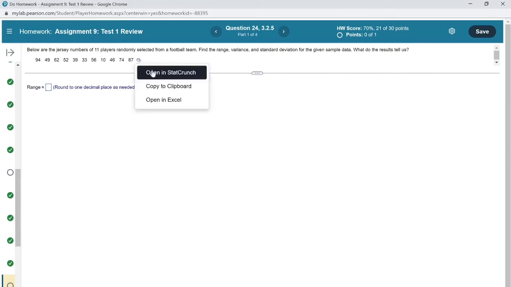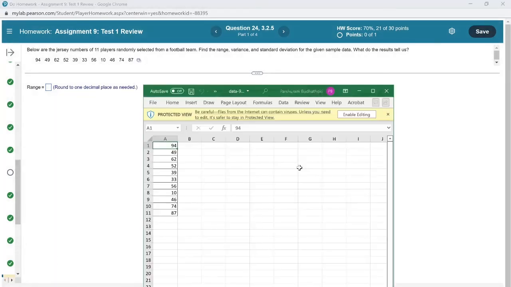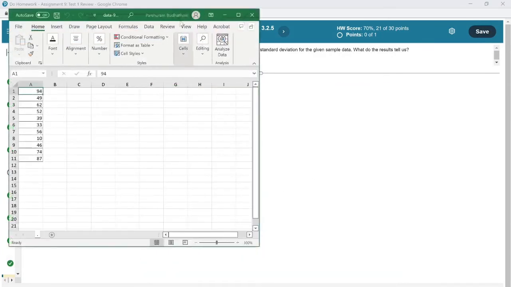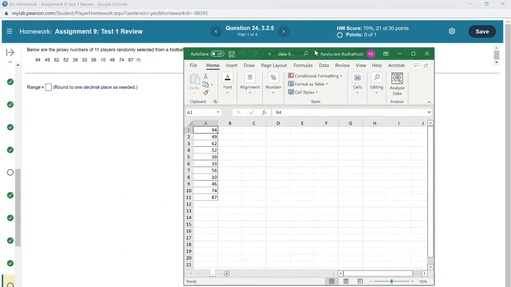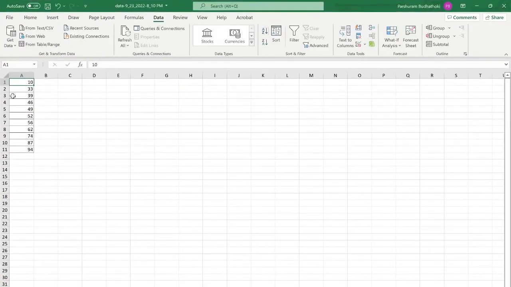And so I'm going to copy this, and here you go. So the range is highest to lowest. I'm going to sort this data, go to the data and do the sorting. Now it's sorted. Range equals highest minus lowest, which in this case is 84.